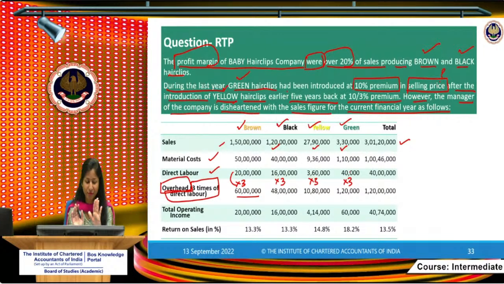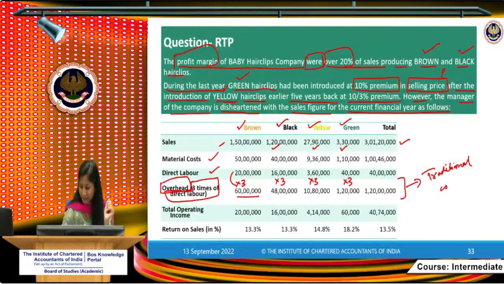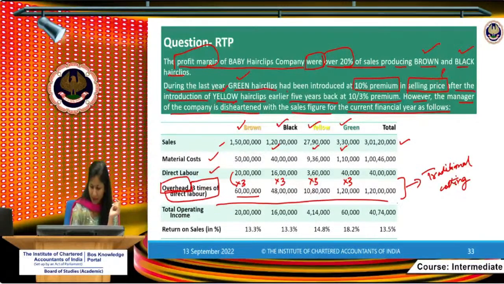Now, this you can say is the concept of traditional costing. Now you will understand what traditional costing was. Here the allocation of overhead is done on the basis of 3 times the direct labor, which is actually traditional costing. Okay, fine. Total operating income: you deduct material cost from sales, then direct labor, then overhead, and you get the total operating income.